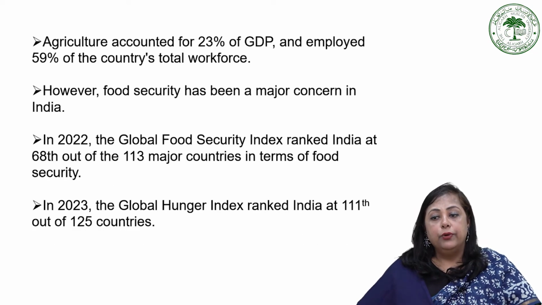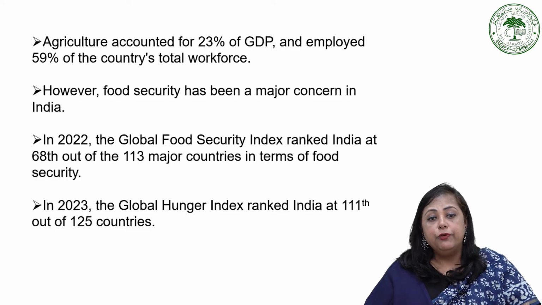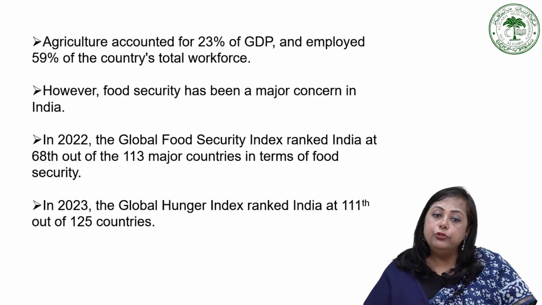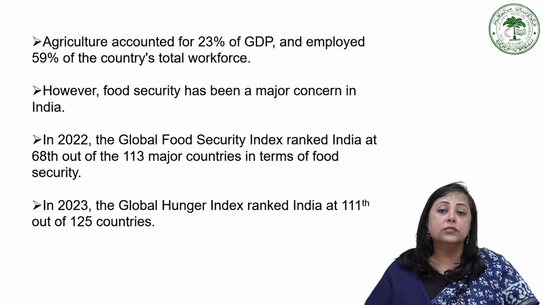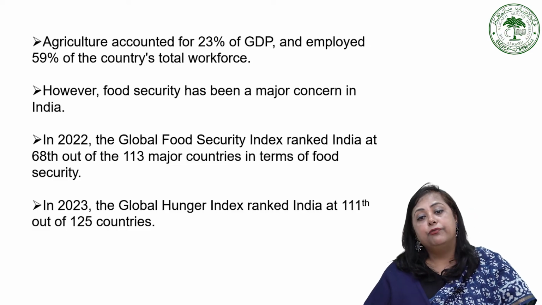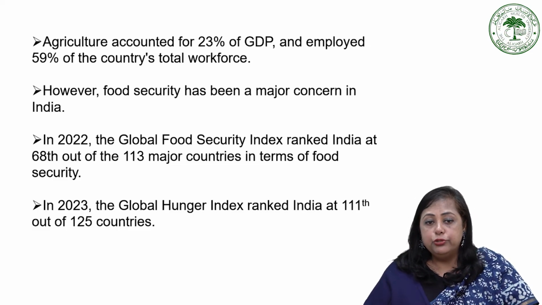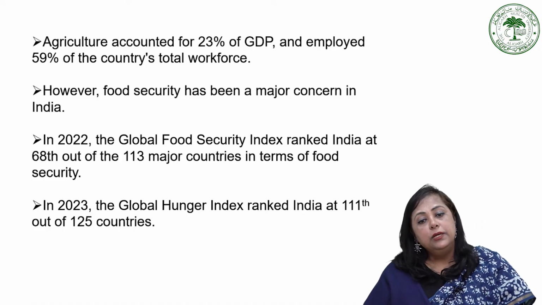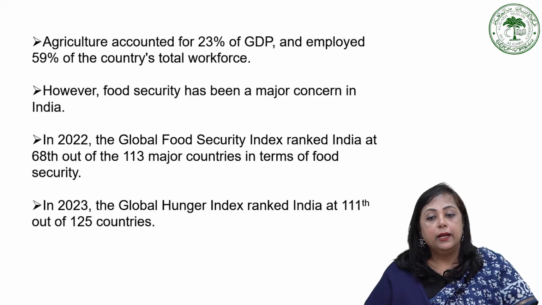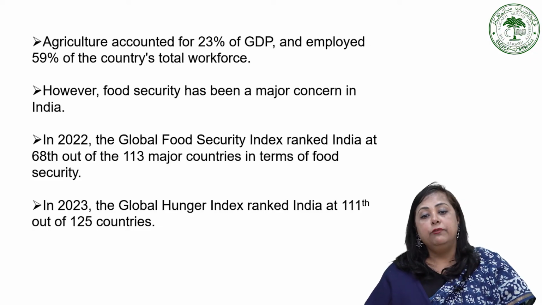Agriculture accounted for 23% of GDP and employed 59% of the country's total workforce. However, food security has been a major concern in India because India is a large country with a large number of people. In 2022, the Global Food Security Index ranked India 68th out of 113 major countries in terms of food security. In 2023, the Global Hunger Index ranked India 111th out of 125 countries.